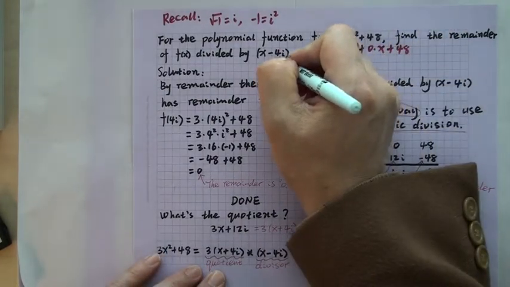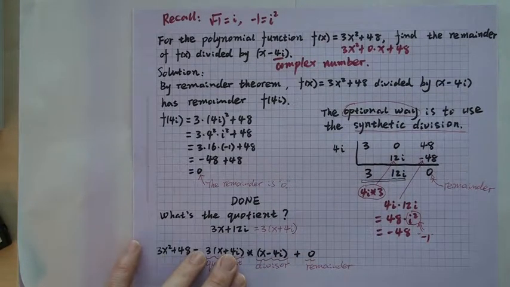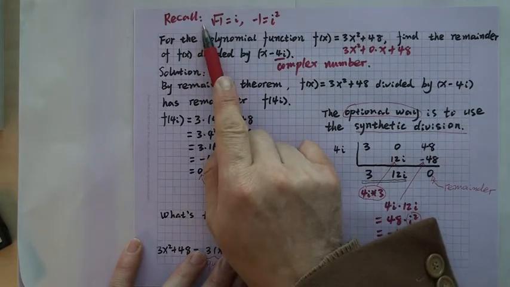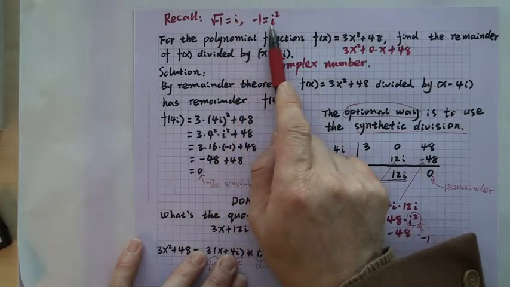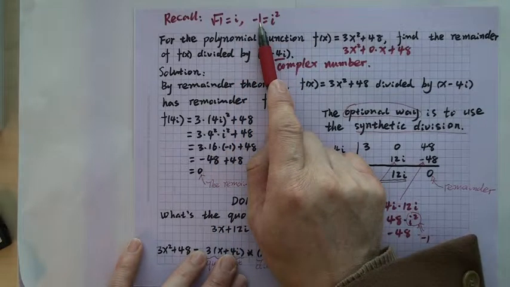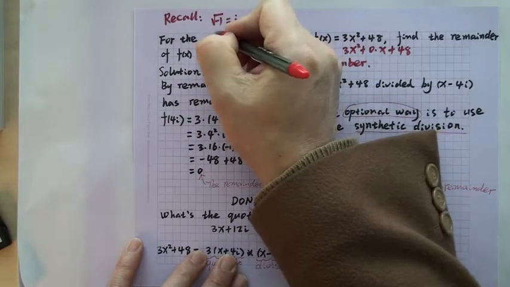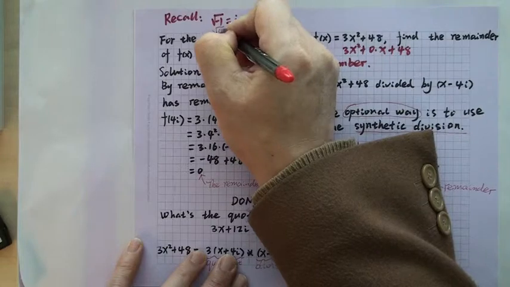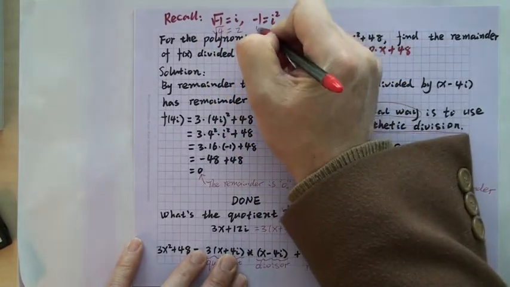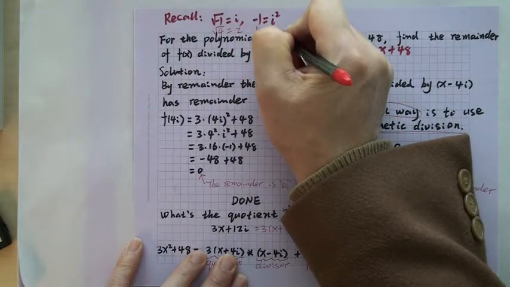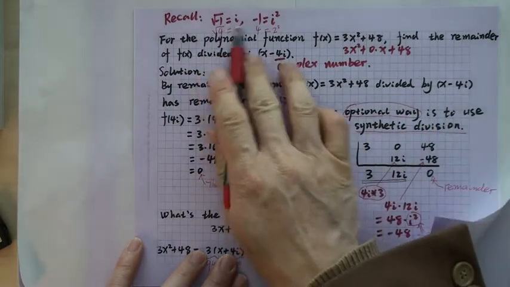Okay, this one. So that's the feature of this example. Recall radical negative 1 is i, so i squared is negative 1. It is like, what? Radical 4 is 2, and 4 equals 2 squared. So a similar thing.